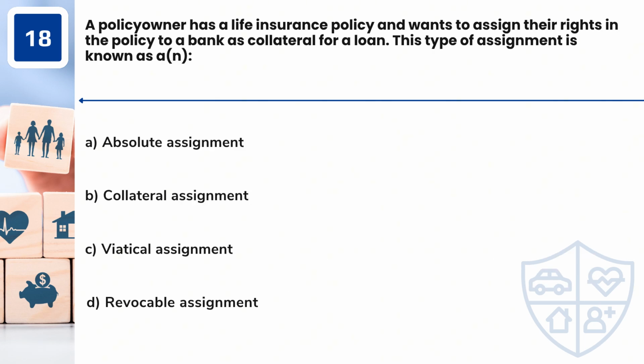Question 18. A policy owner has a life insurance policy and wants to assign their rights in the policy to a bank as collateral for a loan. This type of assignment is known as A. Absolute assignment. B. Collateral assignment. C. Viatical assignment. D. Revocable assignment.